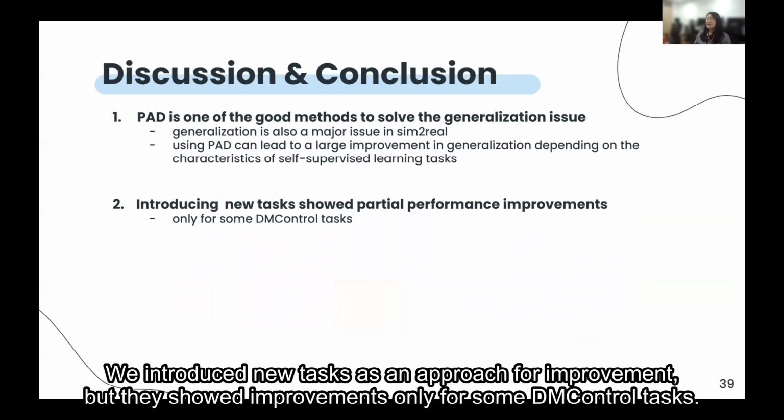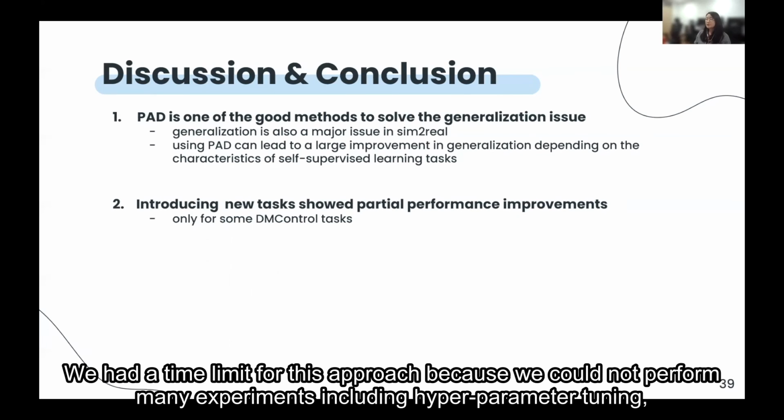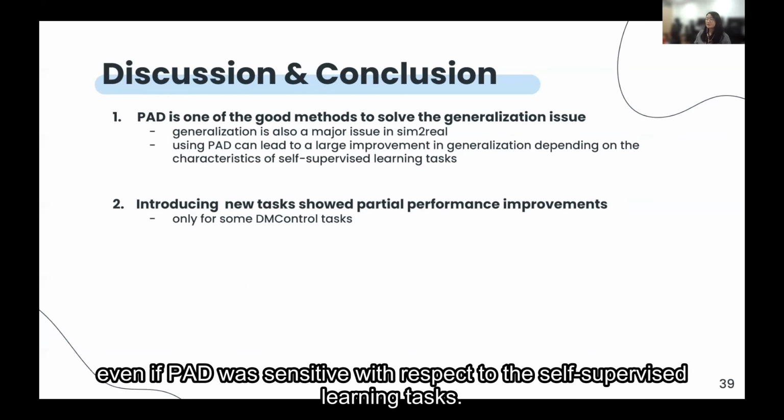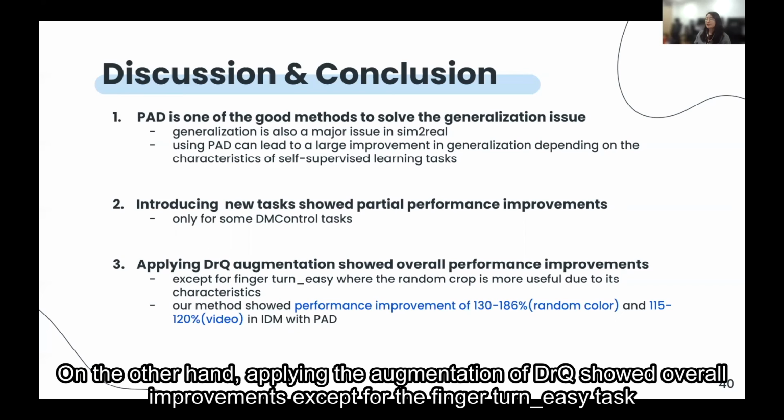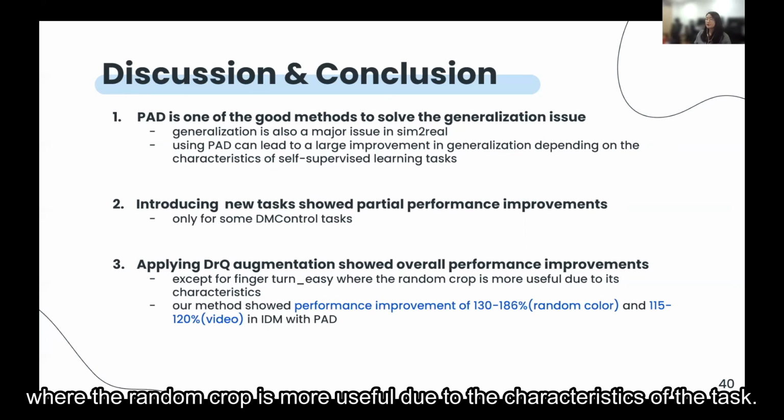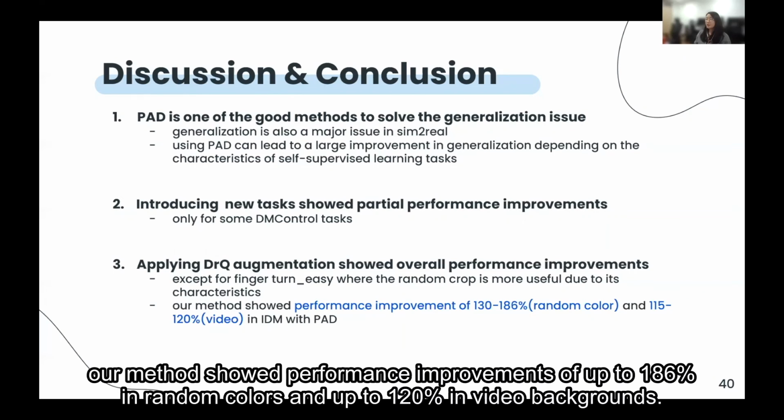We introduced the new tasks as an approach for improvement, but they showed improvements only for some DM control tasks. We had a time limit for this approach because we could not perform many experiments, including hyperparameter tuning, even if PAD was sensitive with respect to the self-supervised learning task. On the other hand, applying the augmentation of DrQ showed overall improvements except for the finger turn easy task, where the random crop is more useful due to the characteristics of the task. When comparing the results of IDM with PAD, our method showed performance improvements of up to 186% in random colors and up to 120% in video backgrounds.